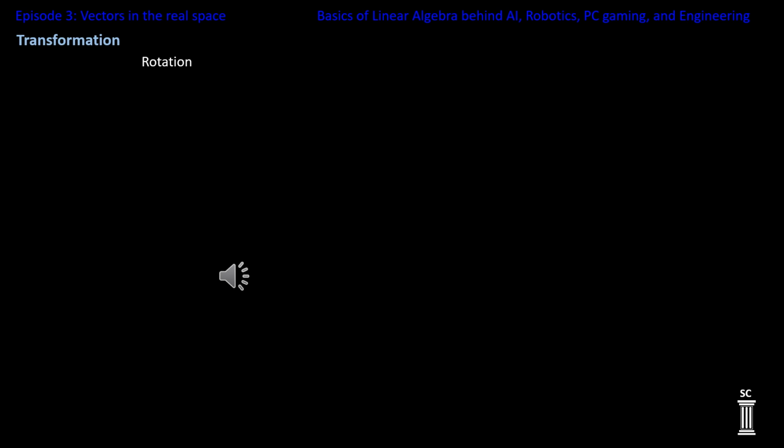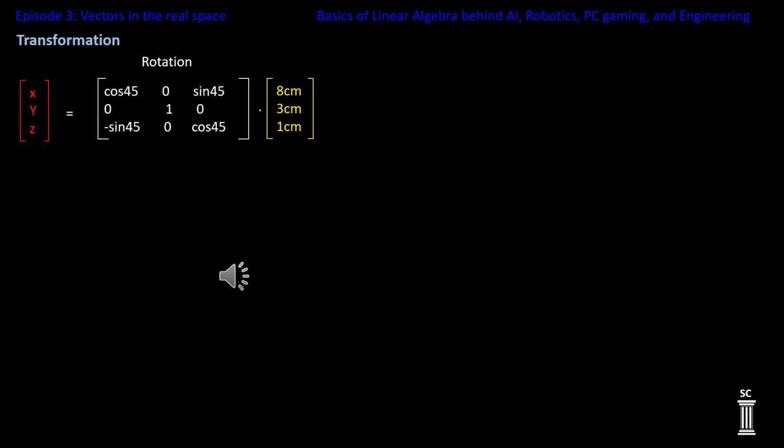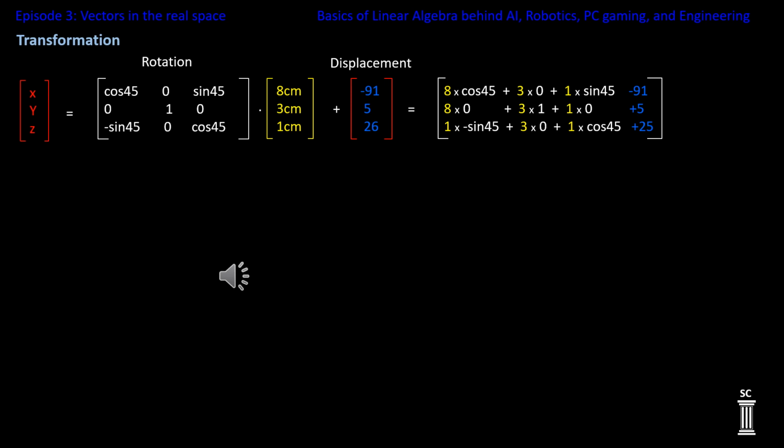Let's repeat what we just saw. We wanted to transform a yellow work object position to the red robot frame. The yellow frame was rotated against the red frame, so we multiplied it with the Y rotation matrix. Then we added the displacement. We applied the calculation rules for tensors and came to this result.